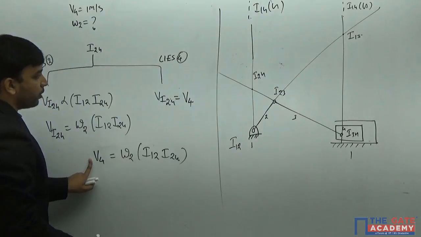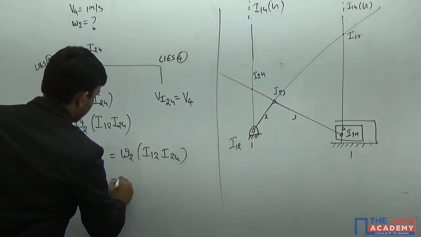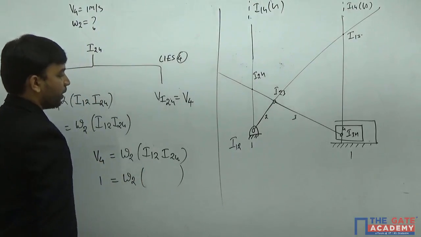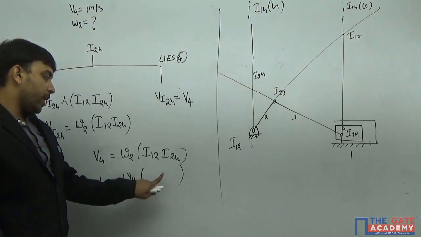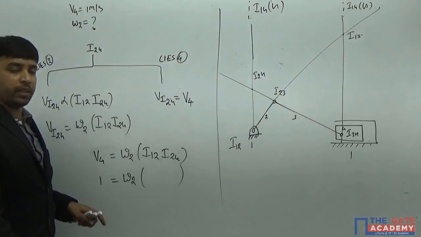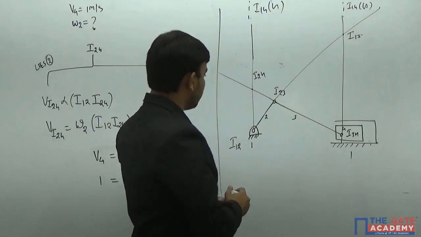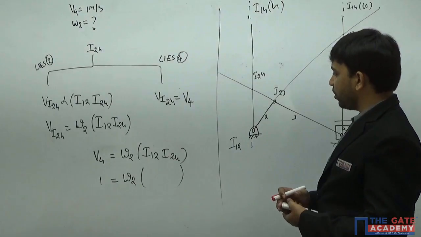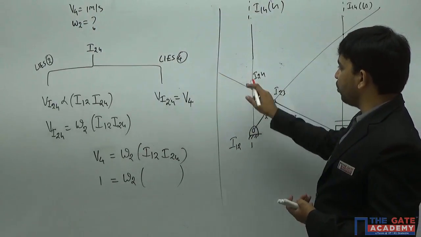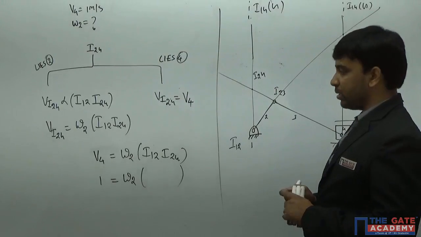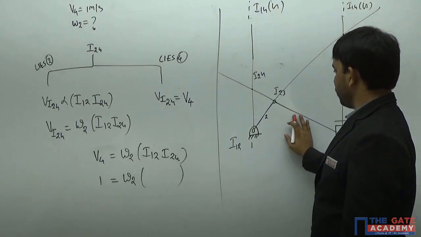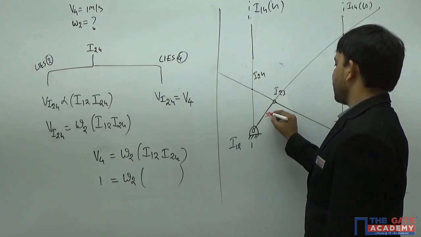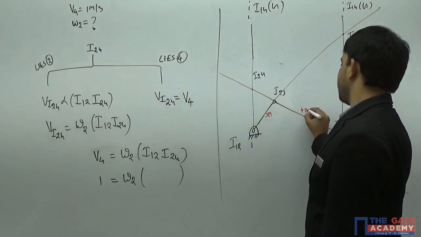The velocity of link 4 is already given in the question, as 1 meter per second. So it equals omega 2 into the distance between I12 and I24. If you can find the distance between I12 and I24, you can get the angular velocity of link number 2. Now I want to find this distance: I12 is here, I24 is here. In the question, they give the length of the crank as 3 meters and the length of the connecting rod as 4 meters.